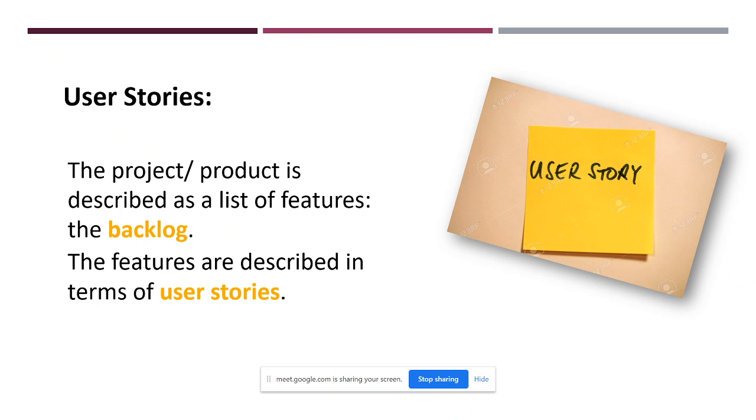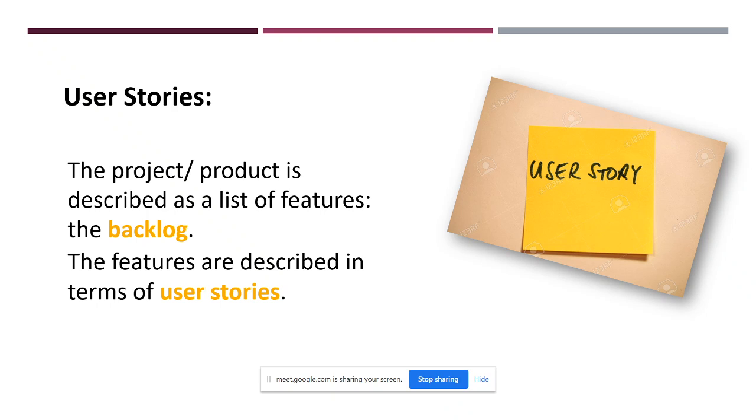So here you can see user stories, right? What exactly are user stories? I already told you about planning, review, and retrospective, the entire thing, right? So what exactly is a user story and where does it fit? The project or product is described as a list of features in the backlog, right? The features are described in terms of user stories. Already I told you the product owner maintains the product backlog.